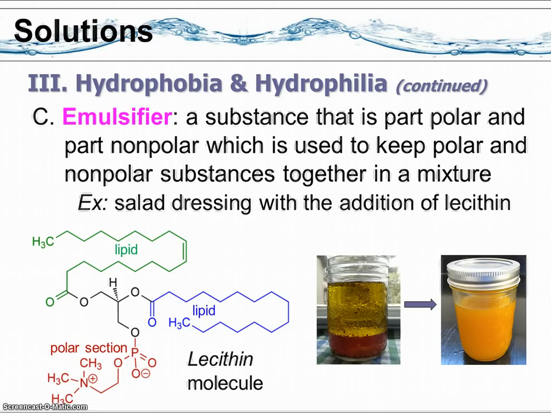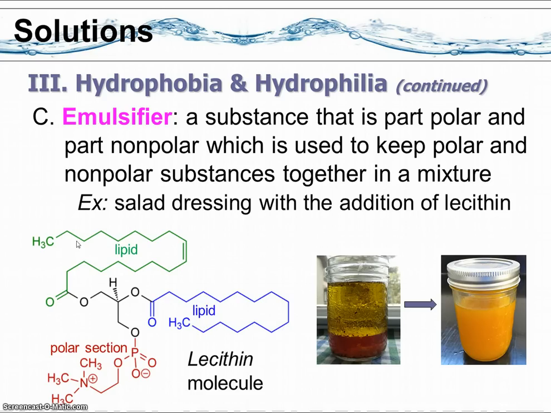Oftentimes in pharmaceutical chemistry or in cooking, there would be a desire to mix something that is polar and non-polar, such as oil and vinegar if you're making a salad dressing, or different types of oil moisturizers with water that would be commonly seen in lotion or in shampoo. So you would use what's called an emulsifier. An emulsifier is a substance that basically has a polar part and a non-polar part, and because of those two different parts, it can sort of bridge the gap between the solvent and the solute, keeping them together.